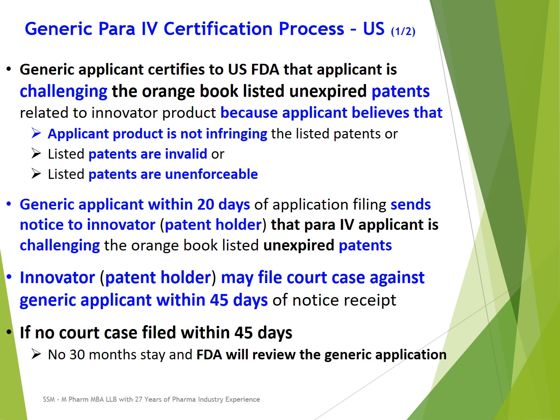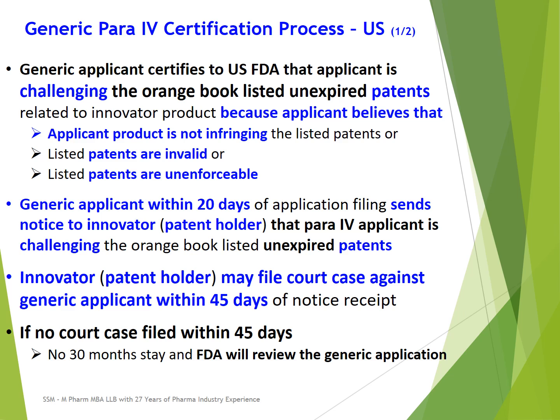Immediately after filing the Para 4 certified generic application, within 20 days of filing the application with FDA, the generic applicant sends notice to the innovator patent holder company that he has filed a Para 4 application with US FDA and is challenging the Orange Book listed patents. In that case, the innovator or patent holder company may, within 45 days of receipt of notice, file a court case against the generic applicant.